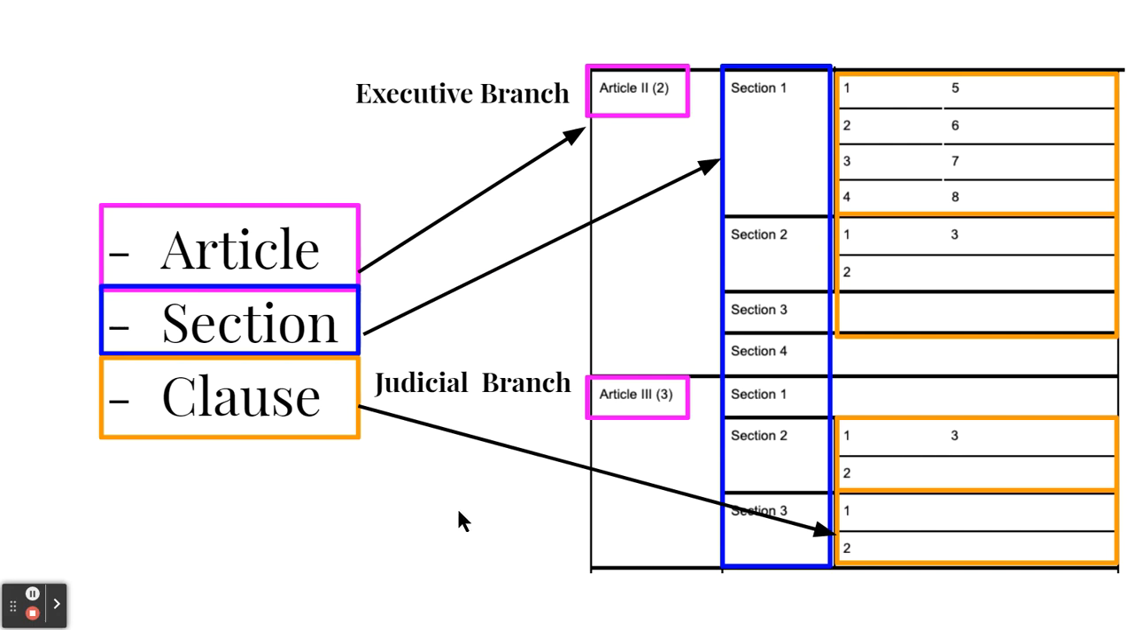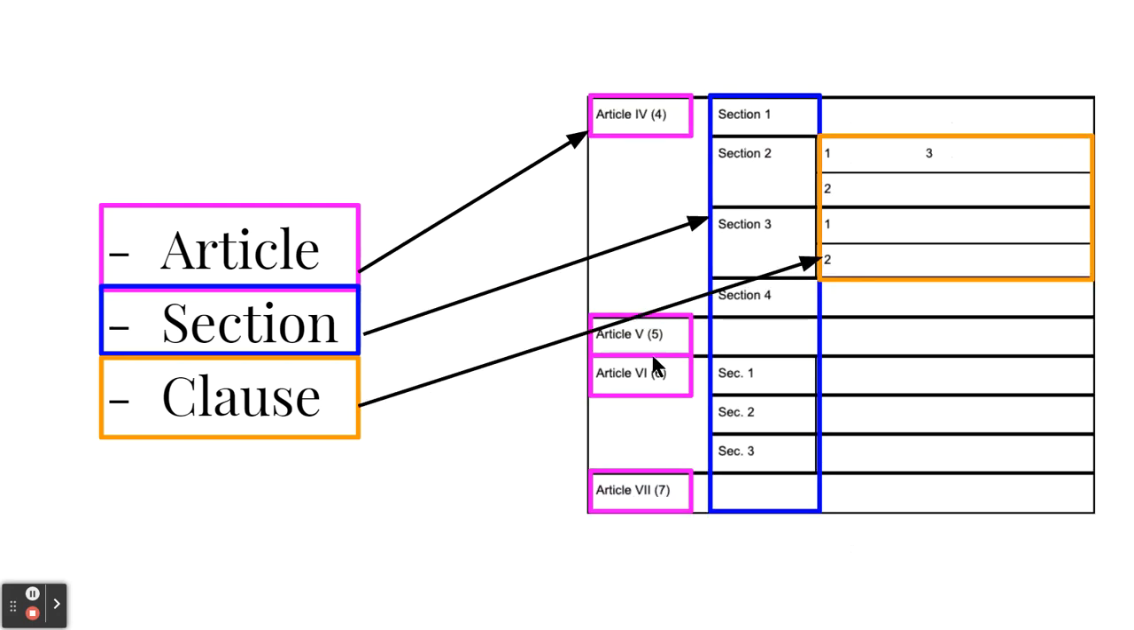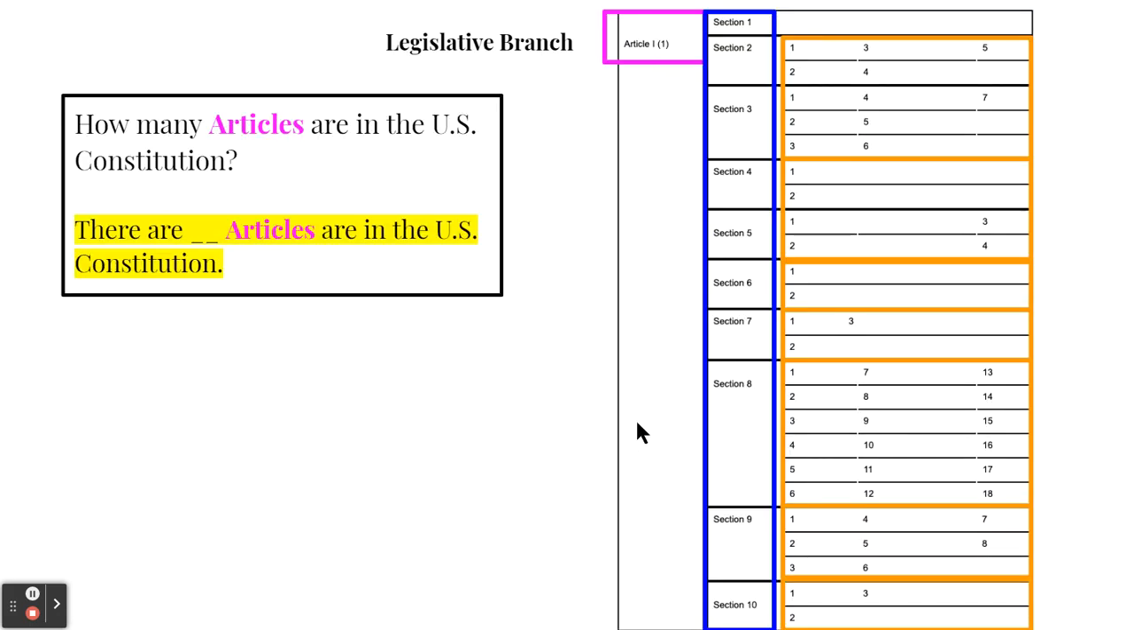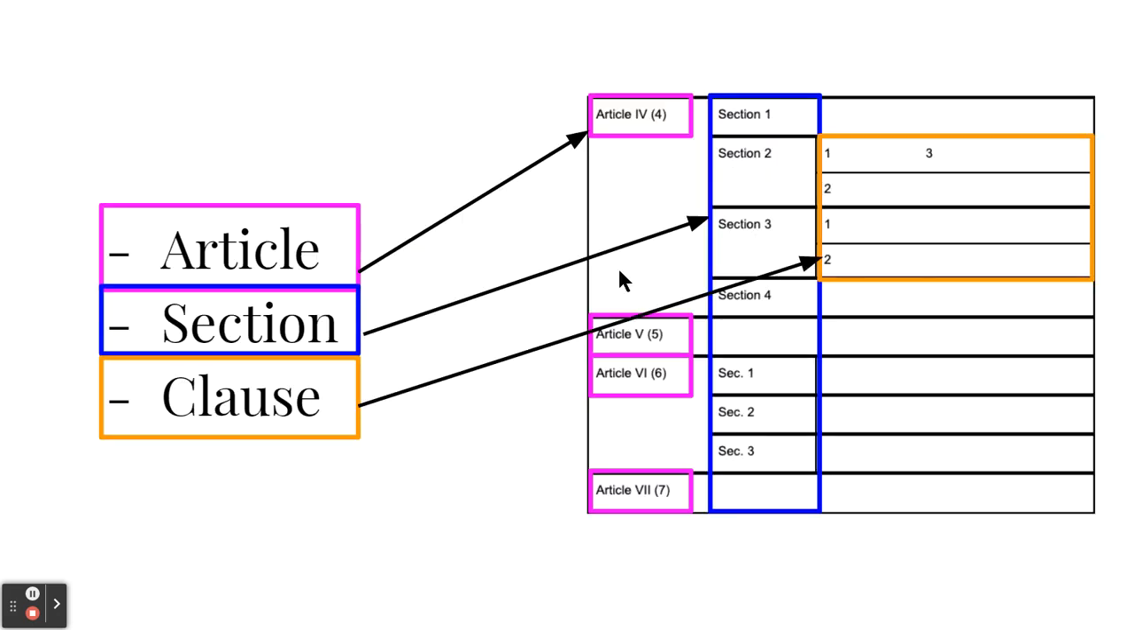So again, remember, our goal is not to really know all the details of what's in the Constitution today. We just want to understand the structure of the document. So as you go along in your handout, you're going to see it goes all the way up to Article 7. So the United States Constitution has 7 articles. Okay? So let's practice to see that you understand. How many articles are in the US Constitution? So we just went over that. There are 7 articles, right? It goes up to 7. The pink are the articles.